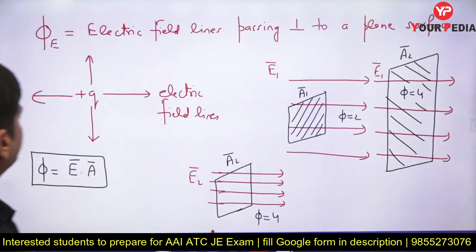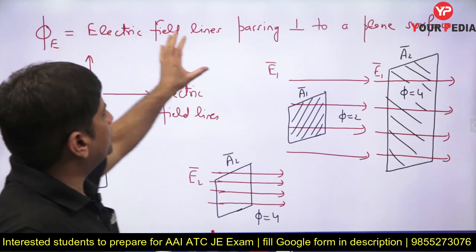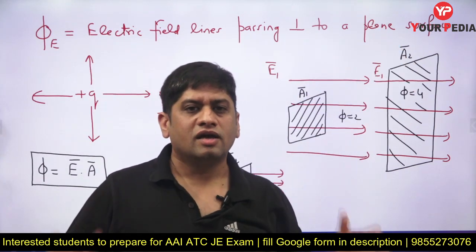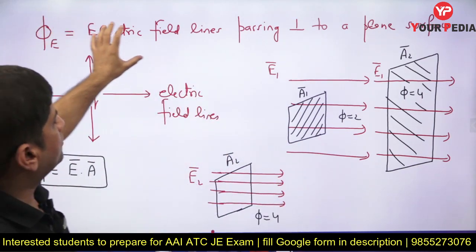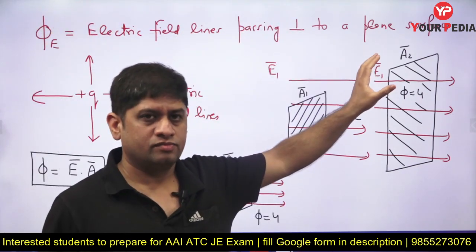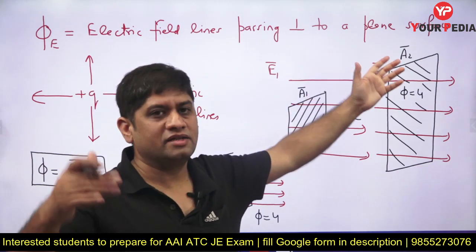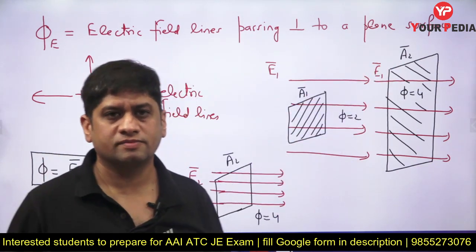Let me go forward. Now we are coming back to our topic, electric flux. What is electric flux? Electric flux phi E is nothing but the total number of electric field lines which are passing perpendicular to a plane surface. We will define the surface.